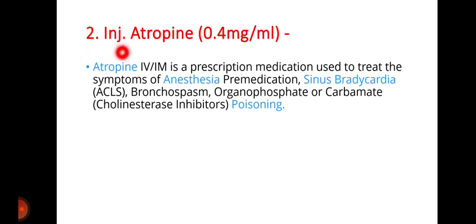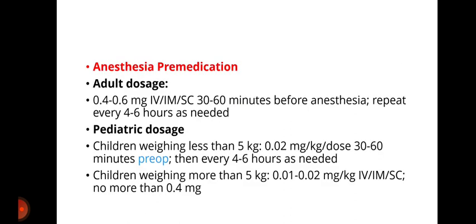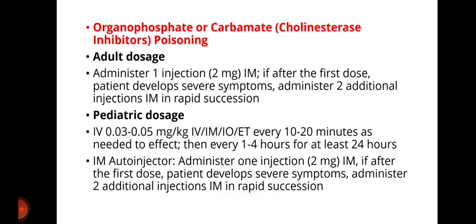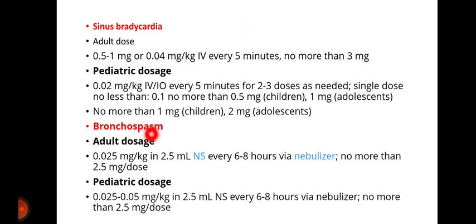Then next is injection atropine. The dose is 0.4 mg per ml, and it is used in pre-anesthetic condition, sinus bradycardia, and organophosphate poisoning. Then the dose is 0.4 to 0.6, and it is also used in bronchospasm. The adult dose is 0.025 mg per kg, and it is diluted with normal saline and given over a duration of 6 to 8 hours.